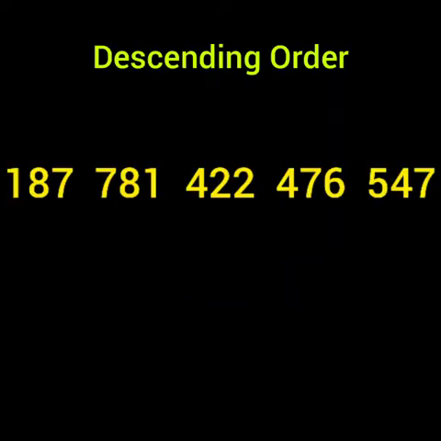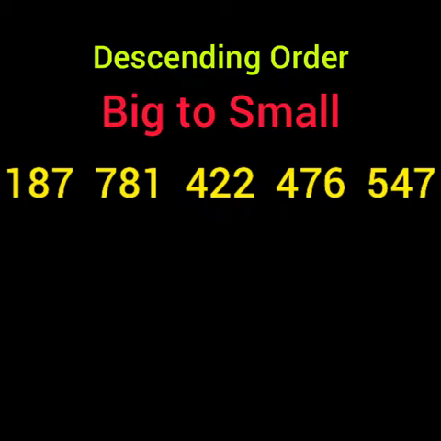Let us try one example for descending order. Here you can see some numbers. We have to arrange these in descending order, which means arranging the numbers from big to small. As we can see, all the given numbers are having 3 digits. So we have to compare the first digit of all the given numbers.